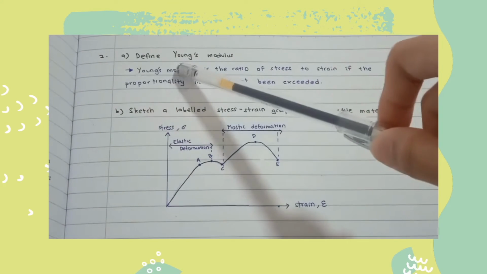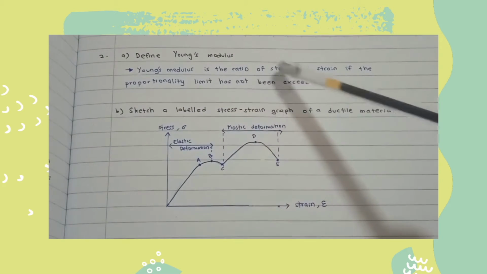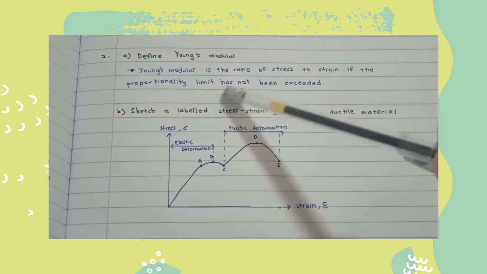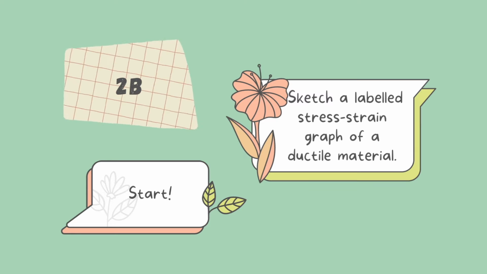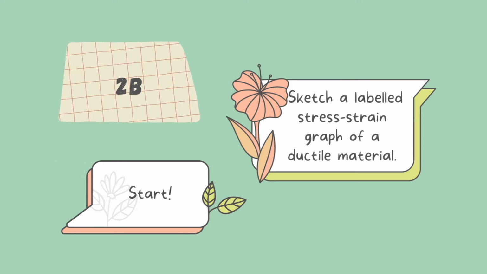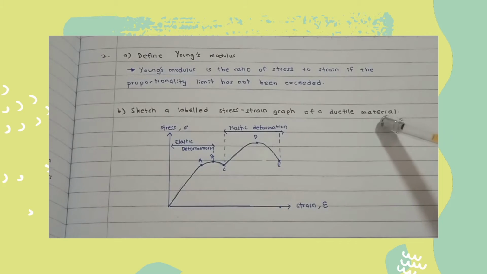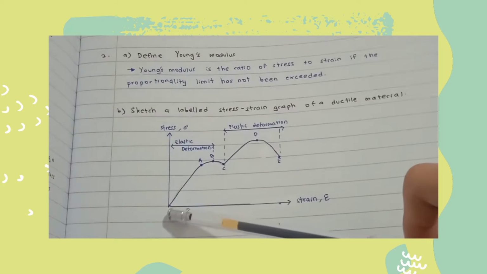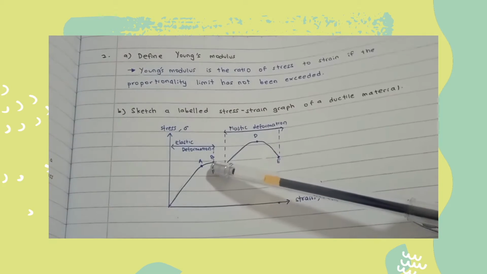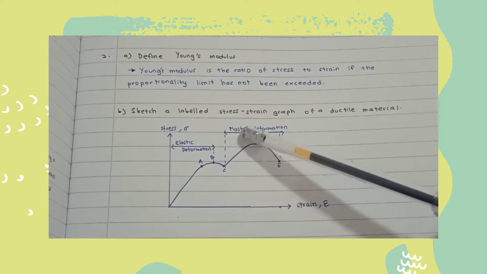To A, define Young modulus. Young modulus is the ratio of stress to strain if the proportionality limit has not been exceeded. For B, sketch a labelled stress-strain graph of a ductile material. Stress and strain. From the origin to point B is elastic deformation, and from C onward is plastic deformation.